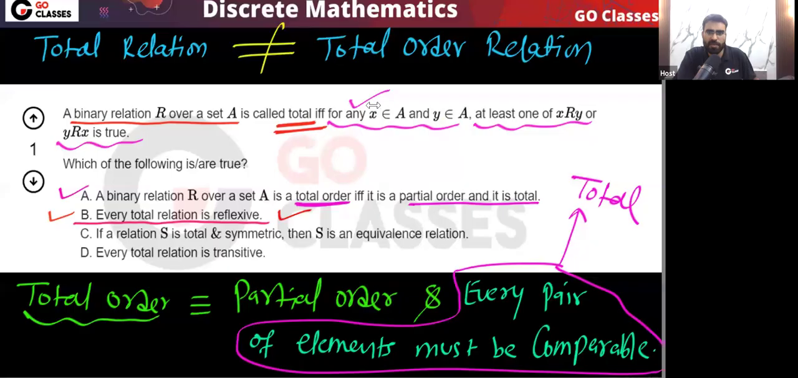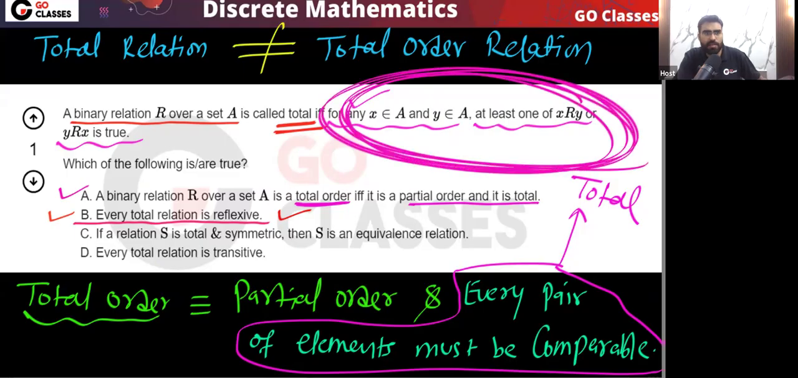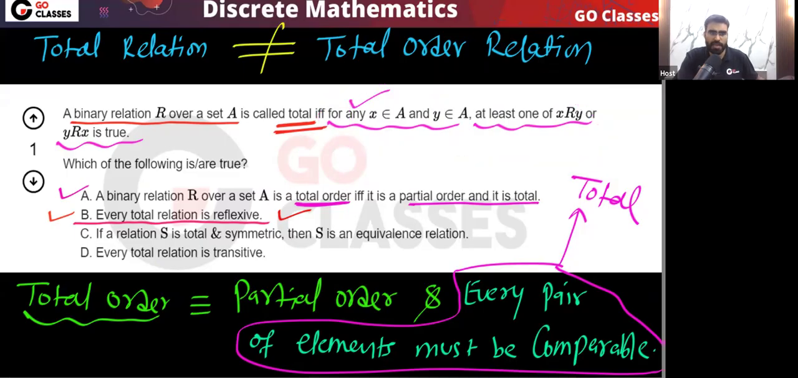Is this clear? Please tell me. So yes, option A is true. You already know the definition of total order: it is a partial order and every pair of elements must be comparable. That is the same as total, that for any pair you take, they must be comparable. So option A is true.